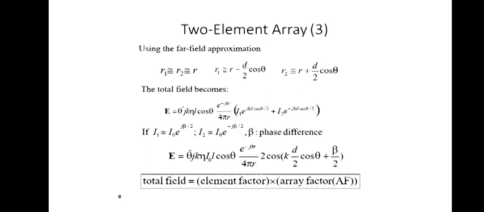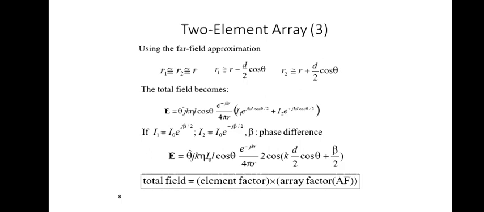Where beta is the phase difference, as we already know. Then you will get the result E equal to theta into j eta I naught L into cos theta e power minus j k r by 4 pi r into 2 cos of k d by 2 cos theta plus beta by 2. From this equation, the total field is equivalent to the product of the element factor and the array factor. Both will be considered here.